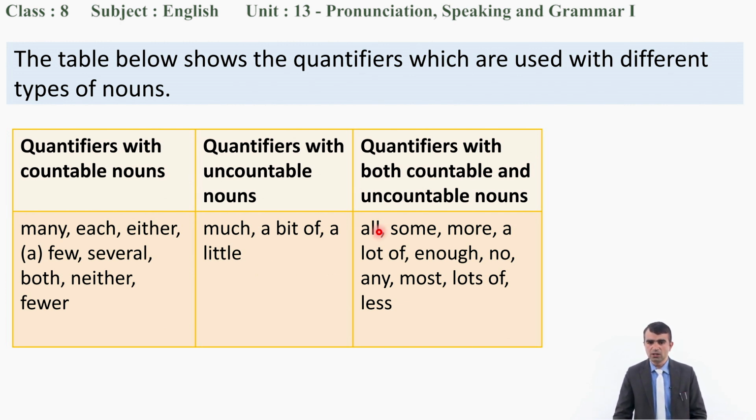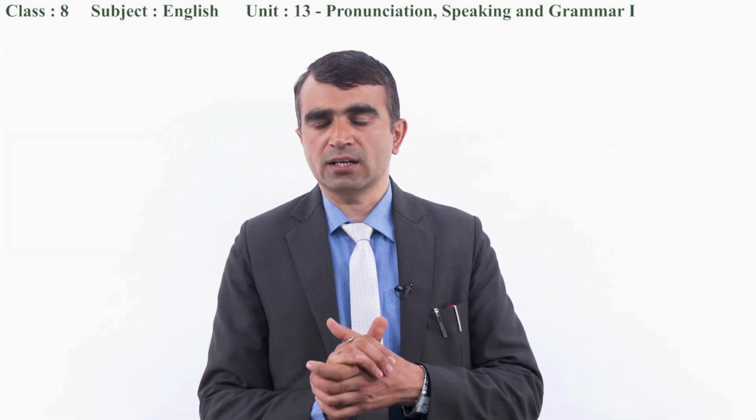And third, quantifiers with both countable and uncountable nouns. These quantifiers are used with both countable as well as uncountable nouns. These are all, some, more, a lot of, enough, no, any, most, loads of, less. So, these are used that way. Okay. Now, let's do the exercise.